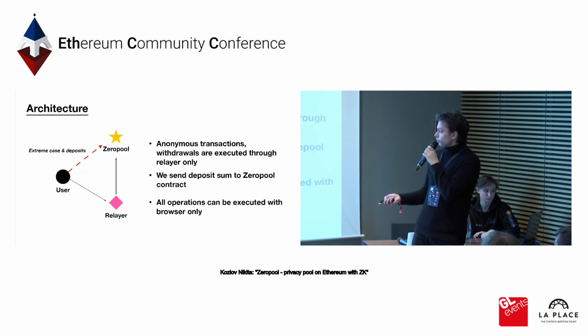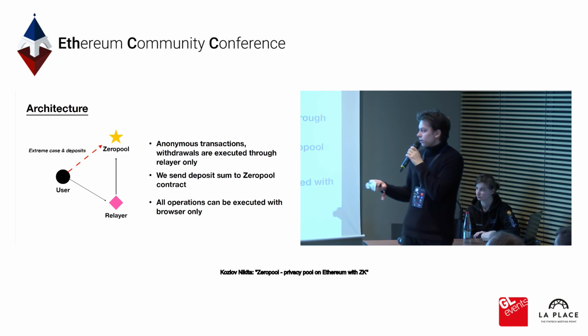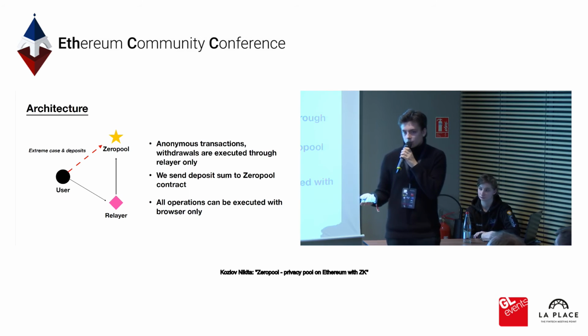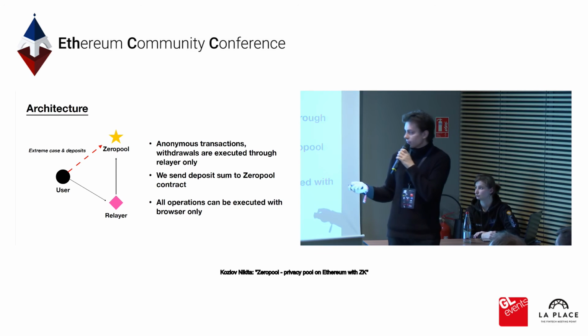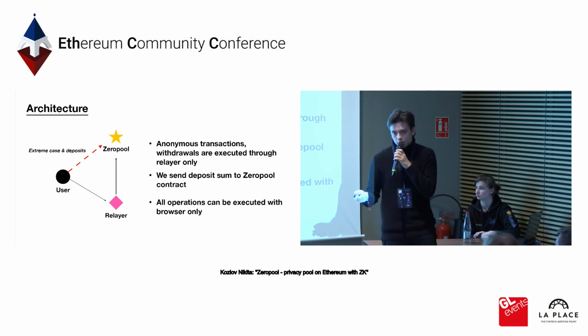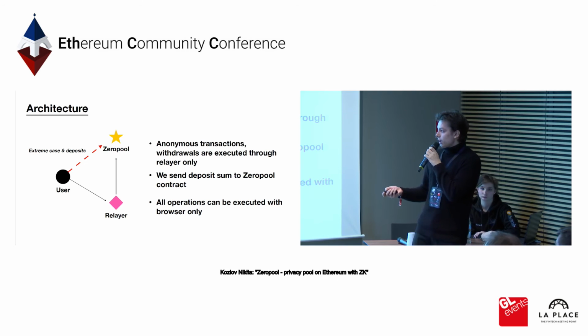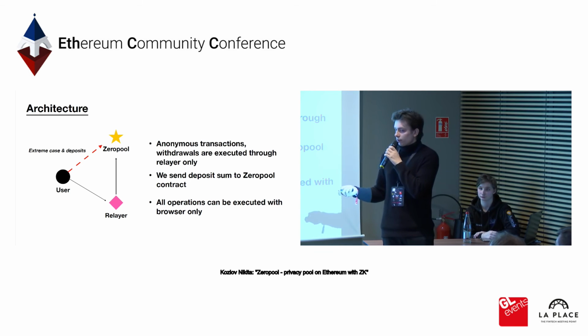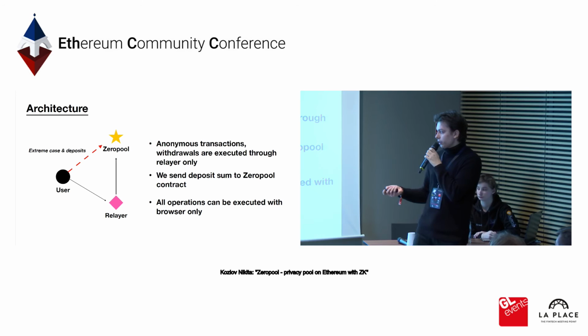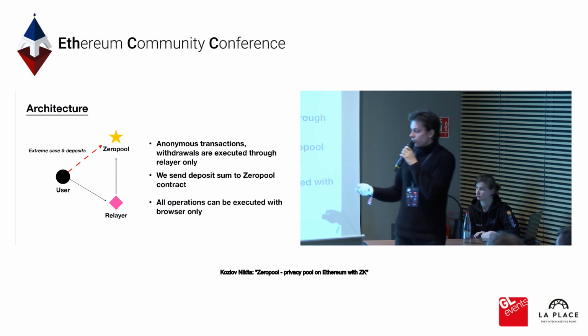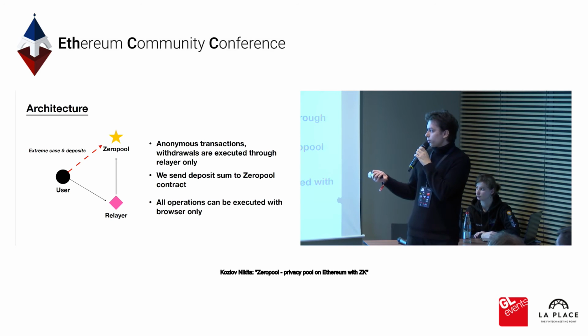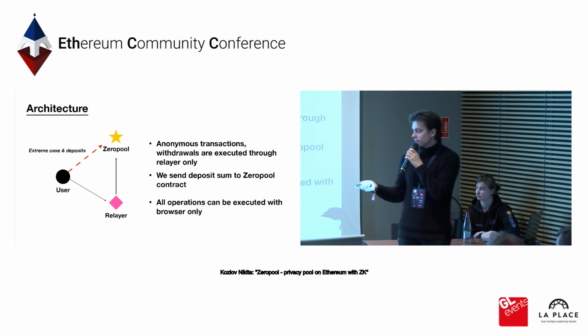So it's actually a pretty simple architecture. It works pretty much the same as any anonymous solution on Ethereum. We just have a user, we have a relayer, and we have a smart contract. Usually you communicate with your relayer. You don't communicate with the smart contract, and you execute all transactions through the relayer. Only in some extreme cases, when you need to withdraw some funds and your relayer doesn't work, you can directly use Zeropool. You also connect with Zeropool directly when you make a deposit, firstly.